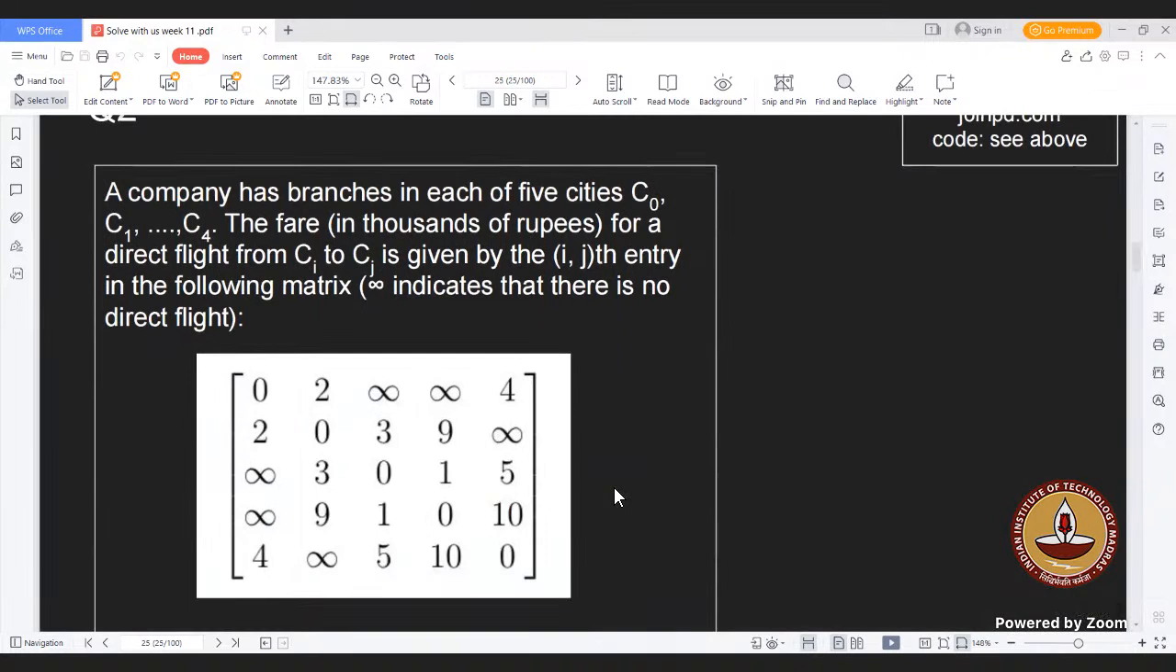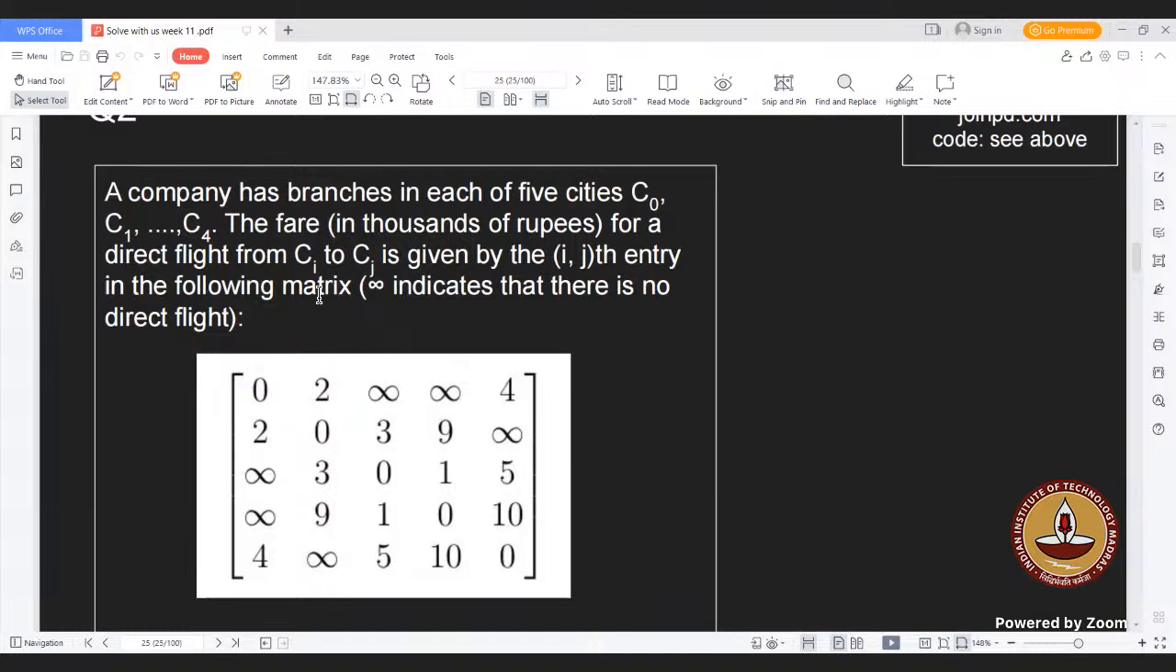A company has branches in each of 5 cities, C0, C1 to C4. The fare is in 1,000 rupees, so 4 means 4,000, 2 means 2,000 basically. For a direct flight from Ci to Cj, it is given by the i, jth entry in the following matrix. So this is an adjacency matrix, correct?